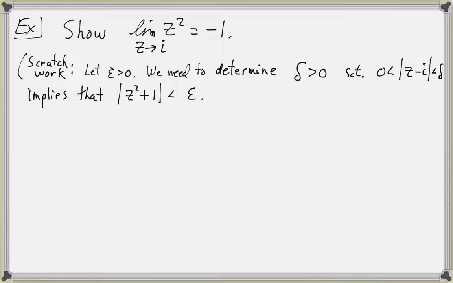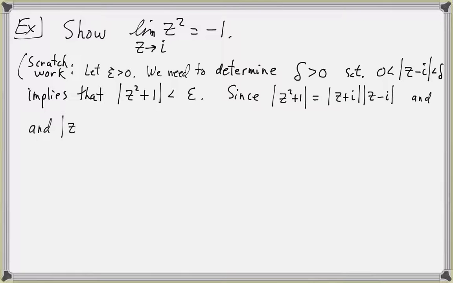But let's look at the quantity absolute value of z squared plus 1. This actually factors, so the absolute value of z squared plus 1 equals the absolute value of z plus i times the absolute value of z minus i, and we're going to let |z minus i| be less than delta, so let's look at our bound for z plus i.